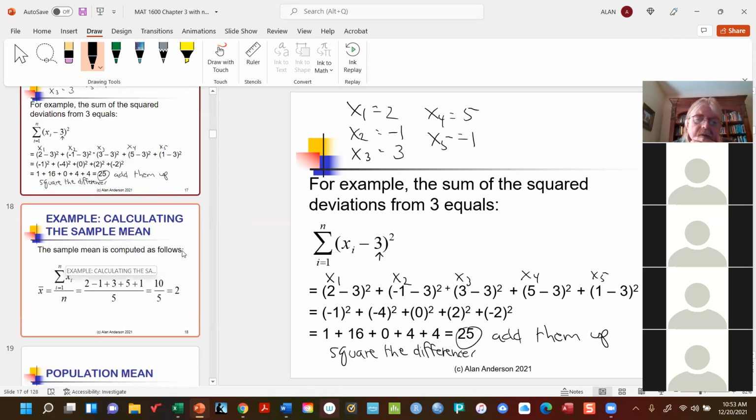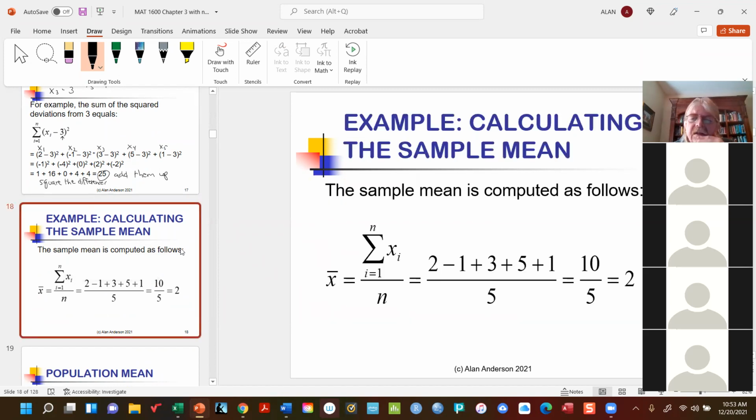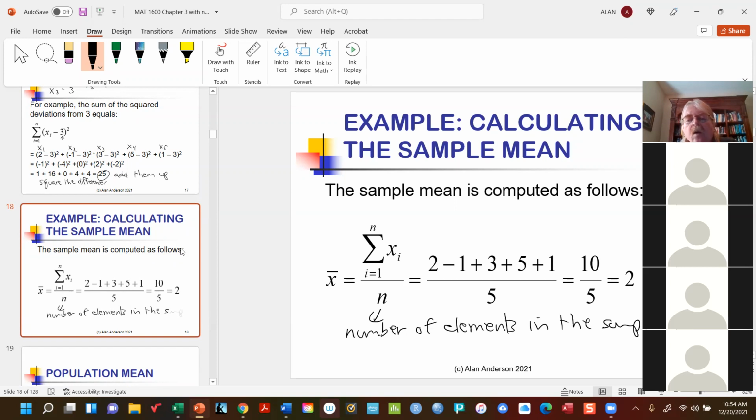All right, so just getting back to the example we had before, we finally bring all this together. We calculate the sample mean for this data that we've been using. And as we saw before, it's equal to 2. Because we simply add up those elements and divide by the sample size, which is 5. Okay, so n can be called the number of elements in the sample, or we often refer to it as the sample size.